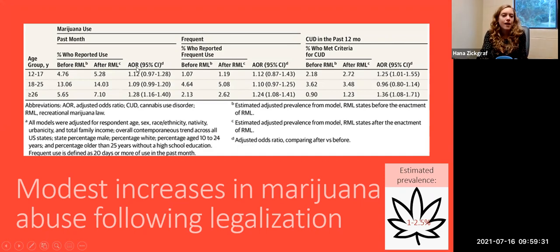These odds ratios, I won't explain the math behind it, but basically the confidence interval includes zero, which means that we can't be at least 95% sure that the true increase in the use of marijuana products among adolescents and young adults has changed at all between when marijuana was about to be legalized and when it became legalized. But there has been a definite increase in adult use of marijuana.